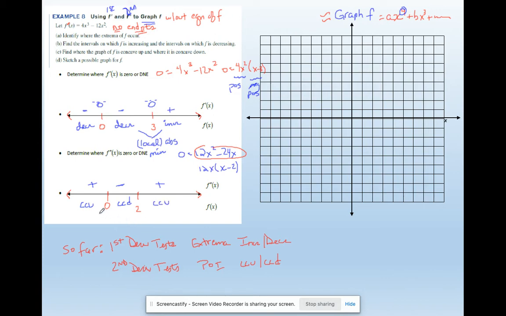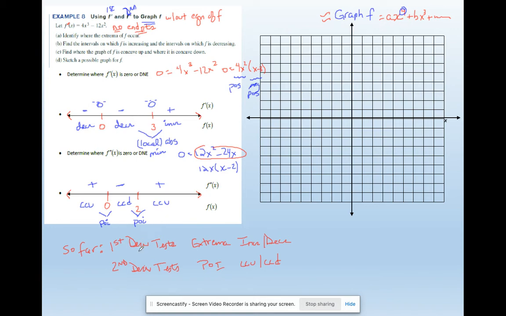And if you are a continuous function, which all of these, the original, fourth degree, third degree, second degree, all are, then if you change from concave up to concave down, you must have passed through a point of inflection. If you change from concave down to concave up, you must have passed through a point of inflection.